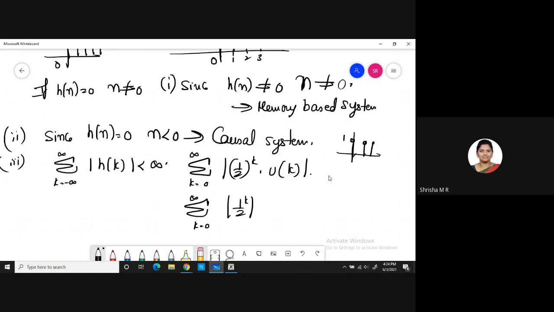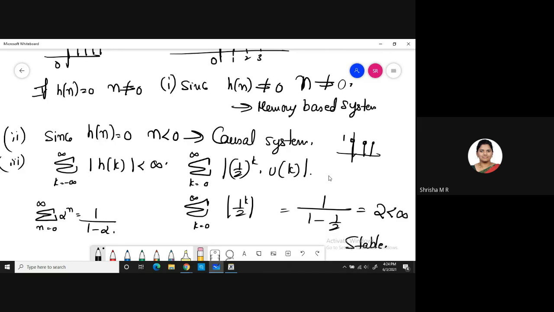So which form is this? It is of the form summation n equal to 0 to infinity alpha to the power of n, which is 1 by 1 minus alpha. So what you get is 1 by 1 minus half, which is equal to 2. So this is less than infinity. So the system is stable. Got it? Is it clear? Yes, ma'am.